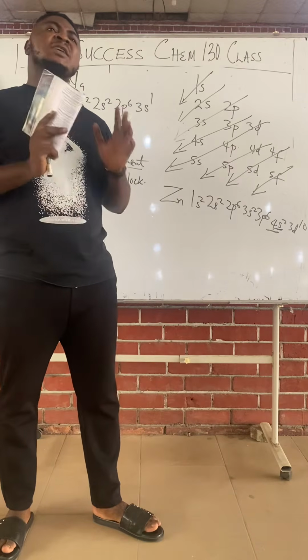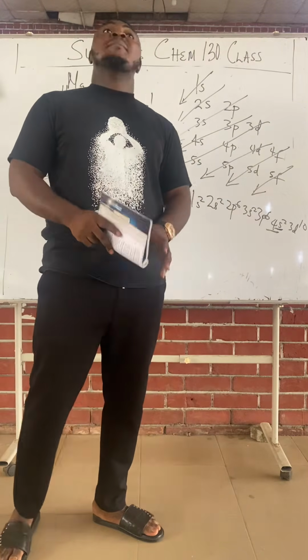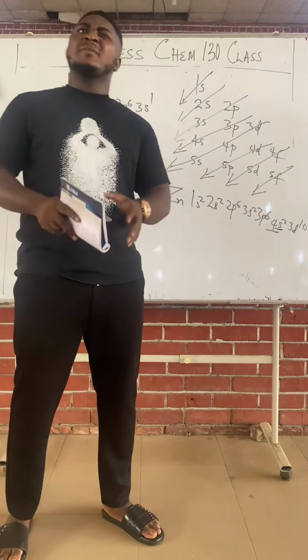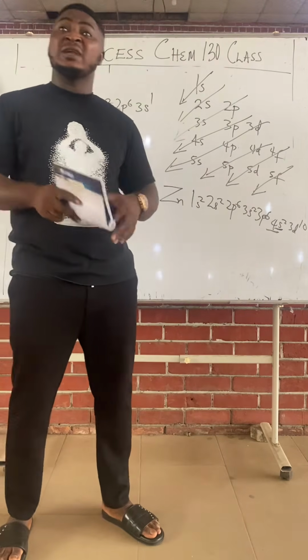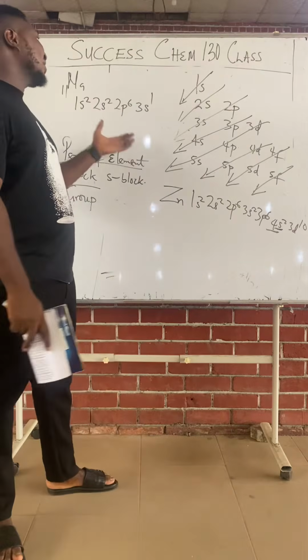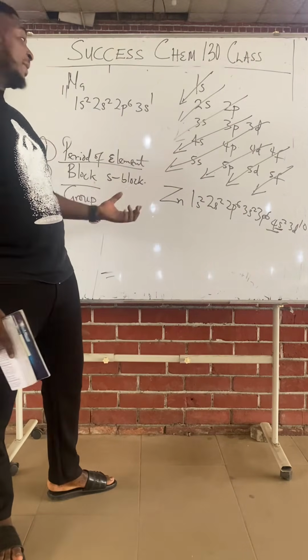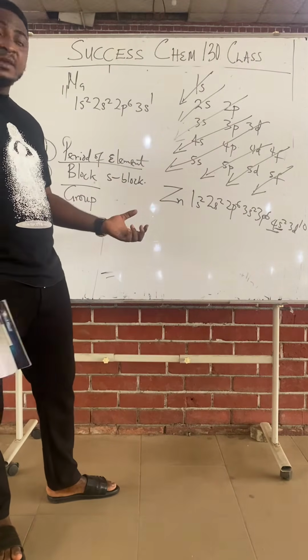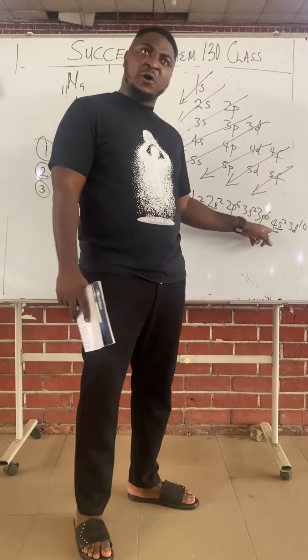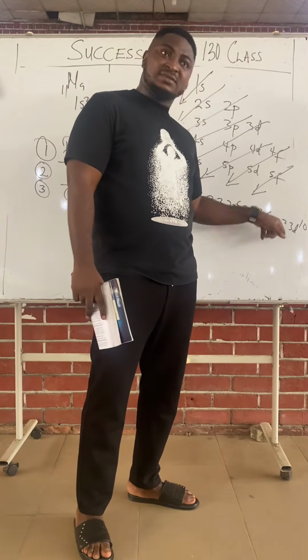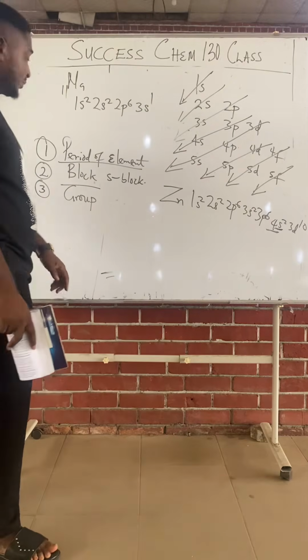Some elements fall under the S block, some under the P block, some under the F block, and some under the D block. Class, application of electronic configuration can help us determine the block an element falls under. Go to the highest shell, which is 4. What block is it carrying? S is the block the element belongs to.